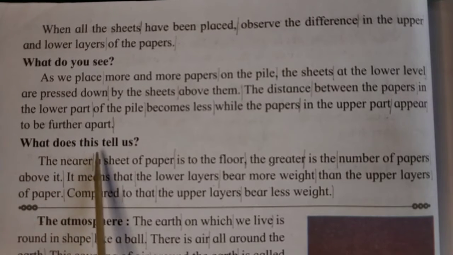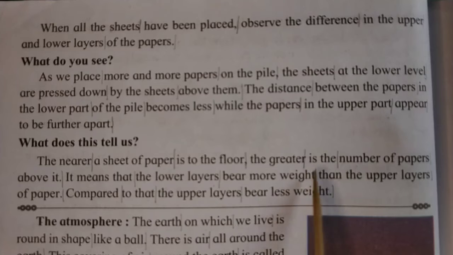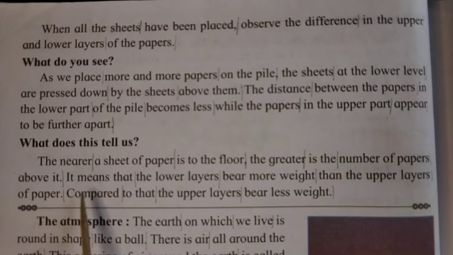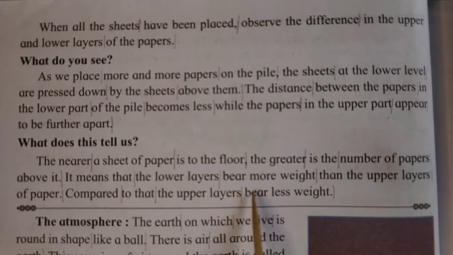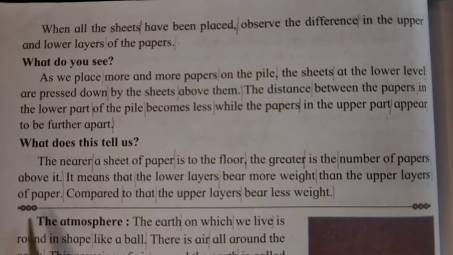What does this tell us? The nearer a sheet of paper is to the floor, the greater is the number of papers above it. It means that the lower layers bear more weight than the upper layers of paper. Compared to that, the upper layers bear less weight.